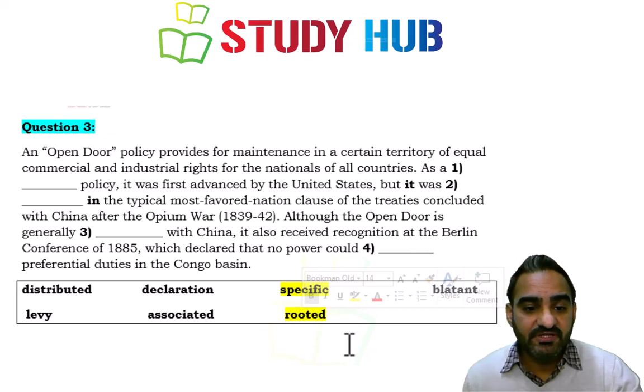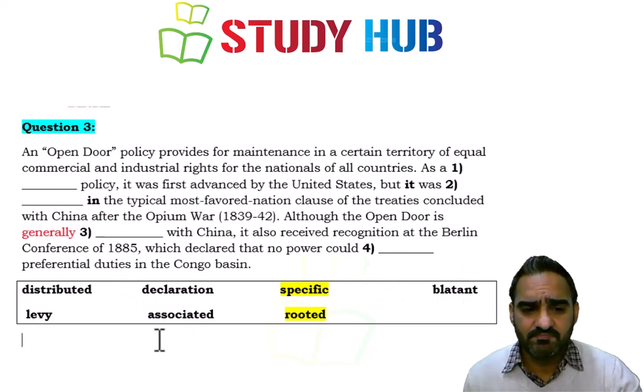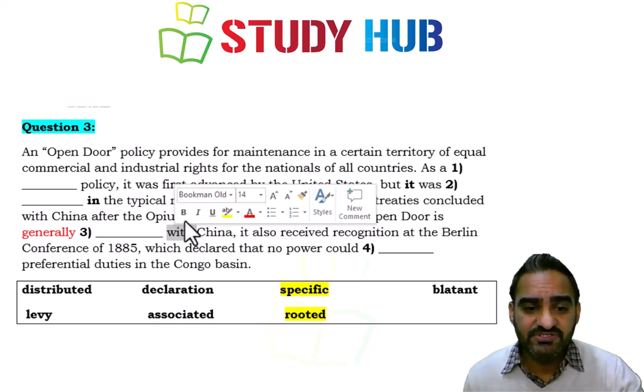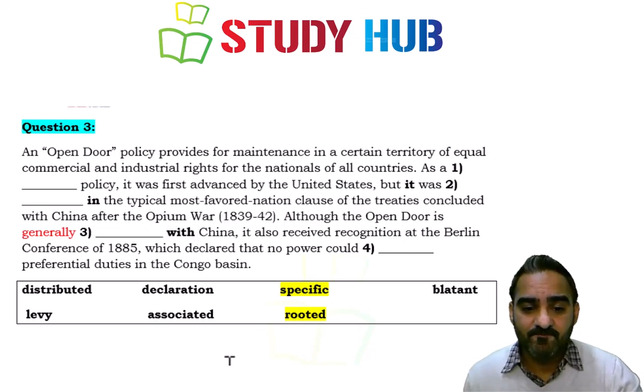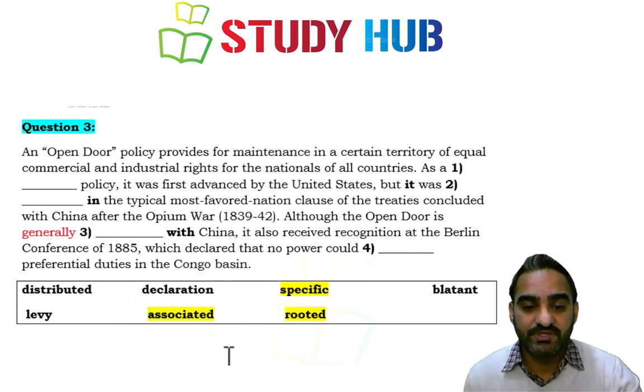Although the open door is generally dash with China. So again, I always say, whenever you look at these words here, ly words, just ignore them, right? Pretend as if they don't exist there. Now look at that, the blank is after is, and we have got a preposition with after the blank. So out of distributed and associated, answer in this case will be associated with.